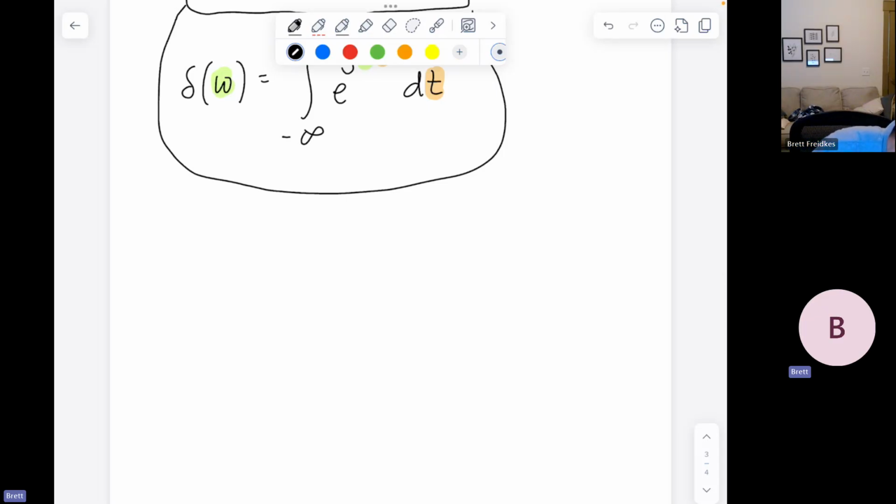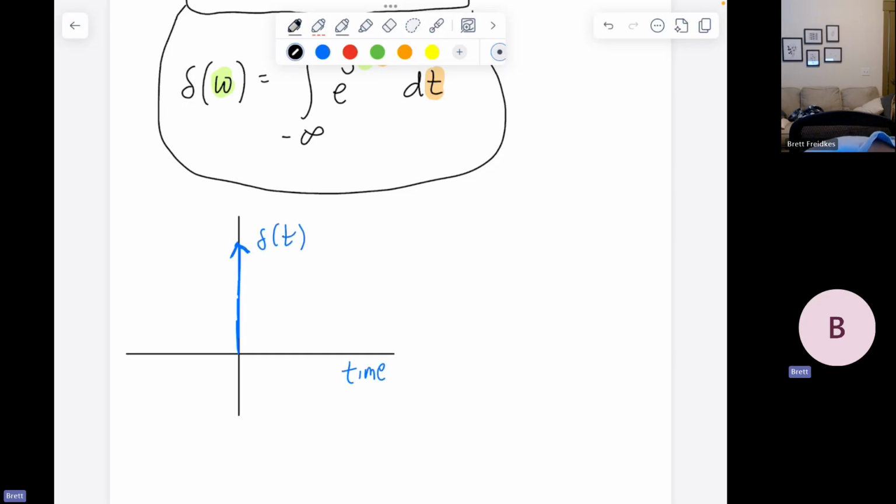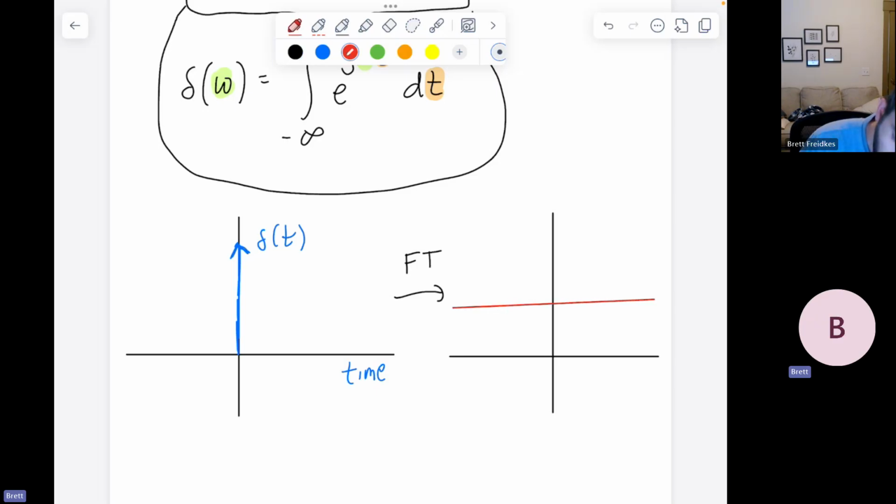I'm just going to try to draw a plot to represent this. So let's say that I give you, this is the time domain. This is time. This is delta of t. If I do the Fourier transform on it, I would get this constant value of 1 throughout the whole thing, or this amplitude, whatever it is, that is valid for all frequencies. So this is frequency in this case.